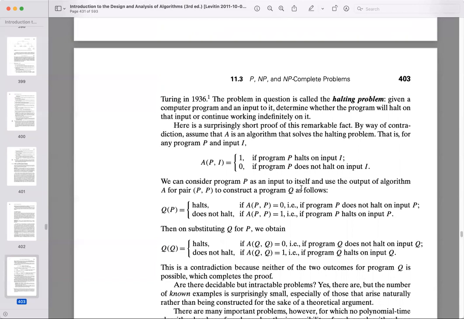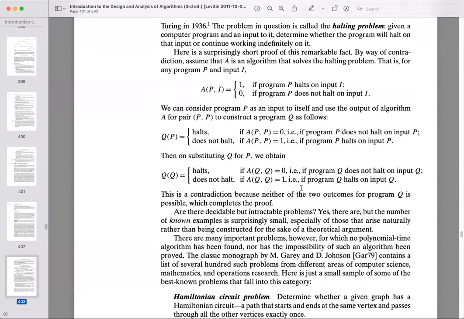Okay, so Q we send to P. It will halt if program P does not halt on input P, and it will not halt if P halts on input P. And if this is making your head spin, it's not the end of the world, but it is an interesting little proof here. So then when we substitute Q for P, we get the following.